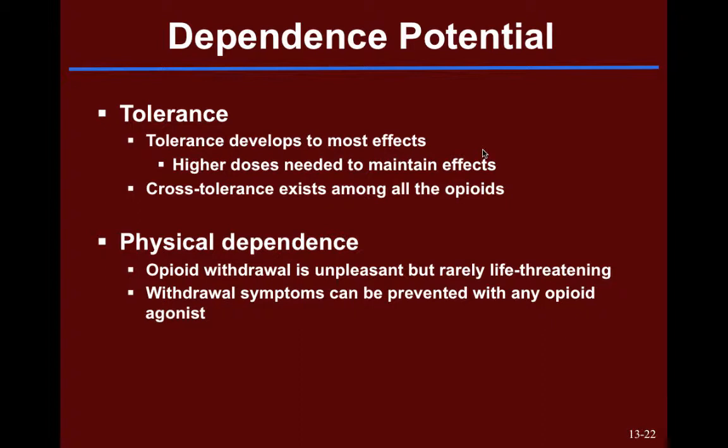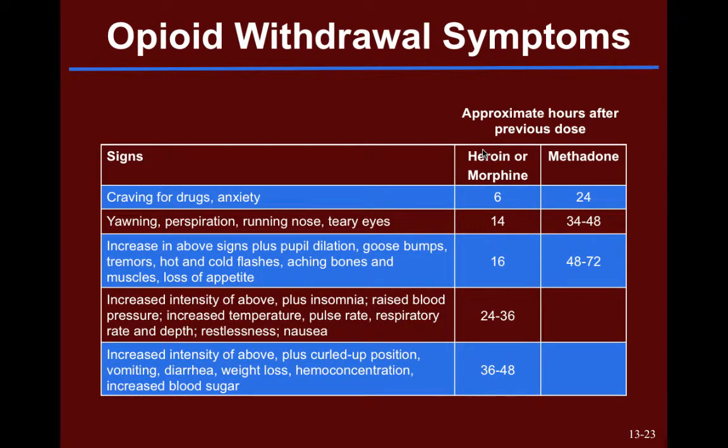And actually, we can prevent those withdrawal symptoms with any of the opioid agonists that we discussed when we talked about harm reduction. So when we look at what opioid withdrawal symptoms actually occur, we've got the craving for the drug and the anxiety. And then some yawning, perspiration, runny nose.